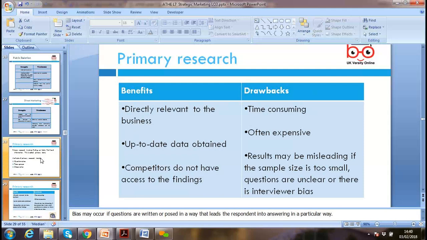Okay, Umar. Next is primary research. The benefit is that it is directly relevant to the business. Up-to-date data is obtained, and the competitors don't have access to the findings. The drawback is that it is time consuming if not properly structured. It could be very expensive. You go and ask the questions. The result may be misleading because of the sample size.